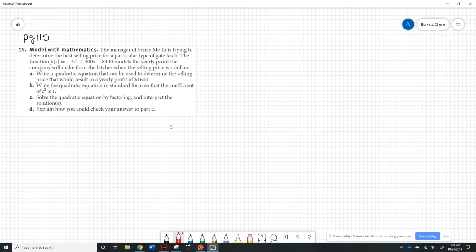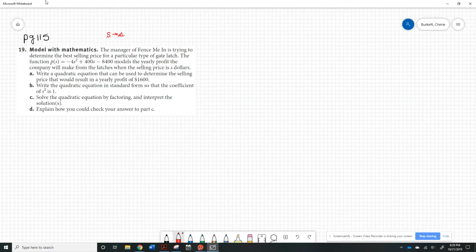I'm now on page 115. Let's see, the manager fits me in. This function right here models the yearly profit. So I'm sure P stands for profit. And as long as we sell the gate latch for S dollars, okay? Remember, I can't write the letter S without it looking like a 5. So I'm going to do the cursive letter S. And someone thought today that that was a triangle, but that's not. It's my cursive letter S.